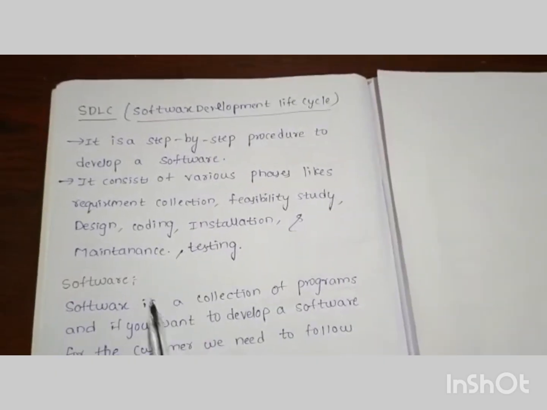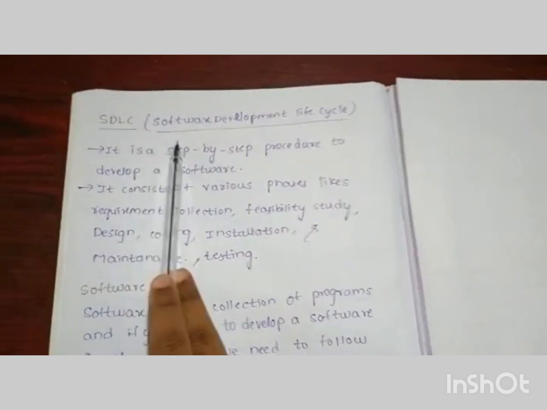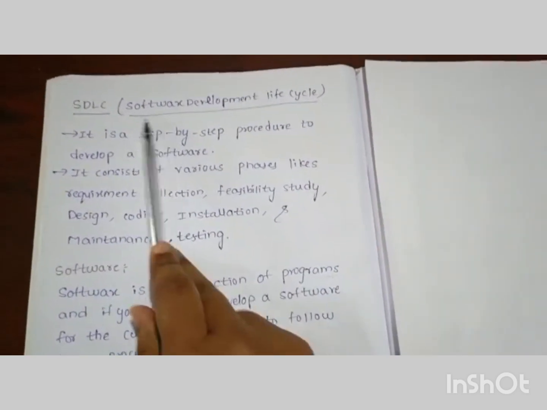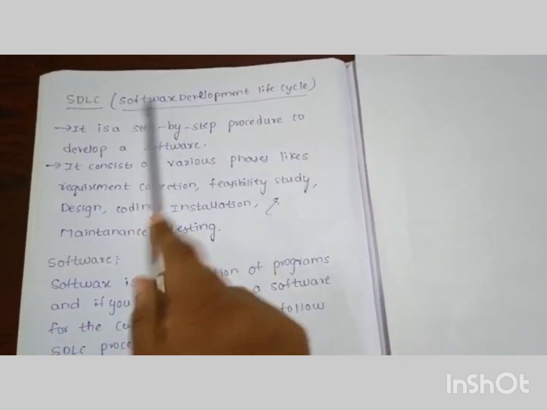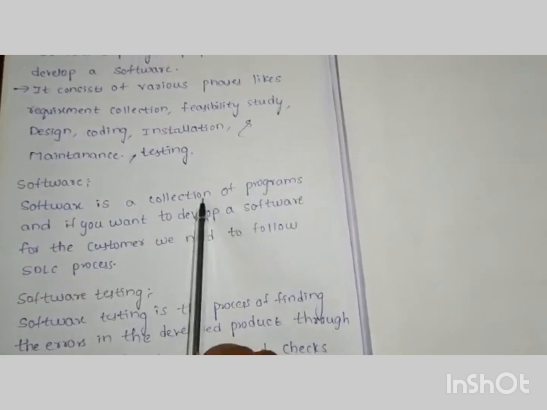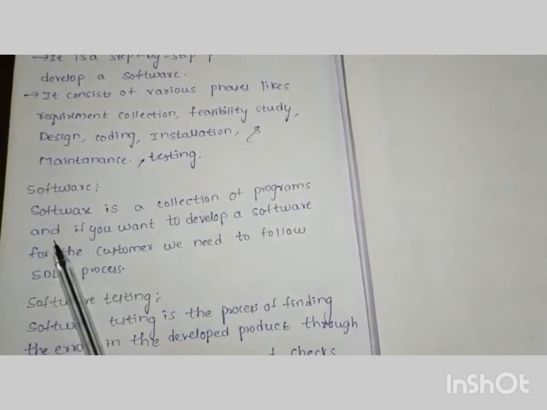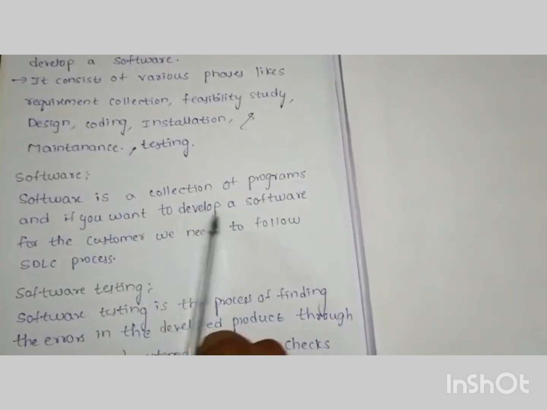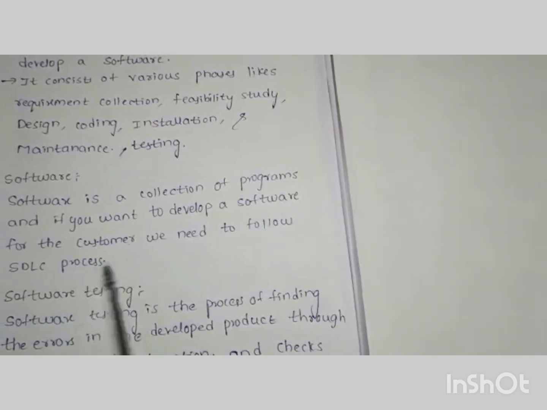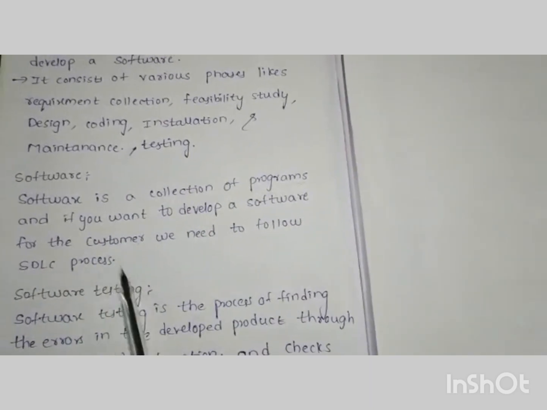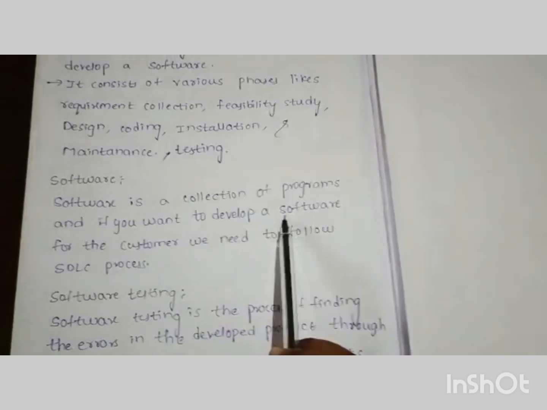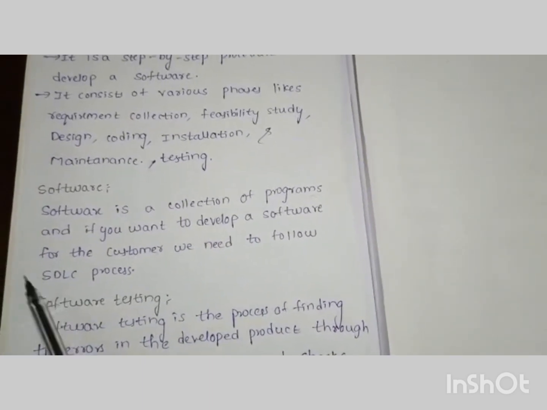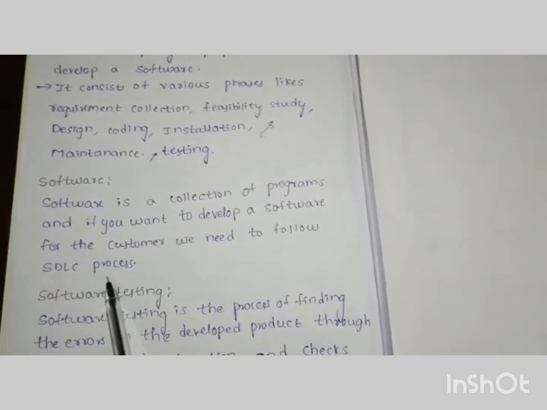So guys, today we are going to discuss the SDLC life cycle. Before going to that, first we need to learn what is a software. Software is a collection of programs. And if you want to develop a software for the customer, we need to follow the SDLC process. Means for developing a software, we need to follow this SDLC process, meaning software development lifecycle process.